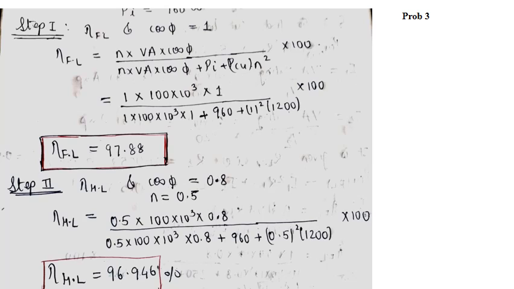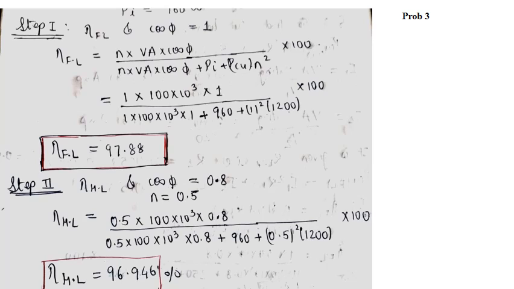In the first step, we are calculating the efficiency at full load and unity power factor. So the value of n is 1. The full load iron losses and copper losses are given already, that is 960 and 1200 respectively. So the efficiency that we are getting is 97.88%.